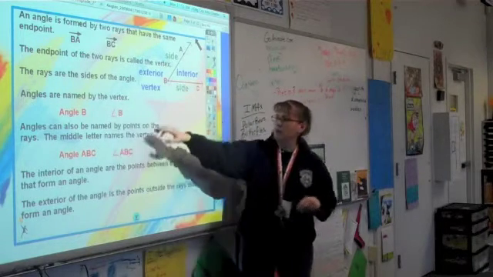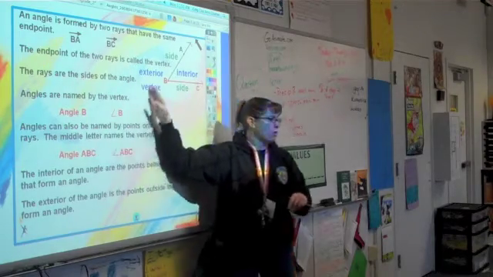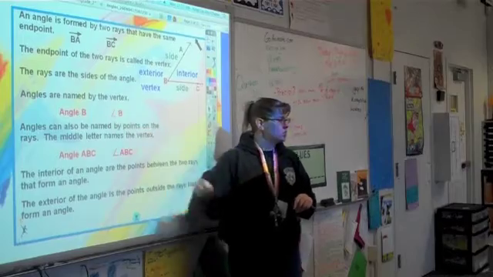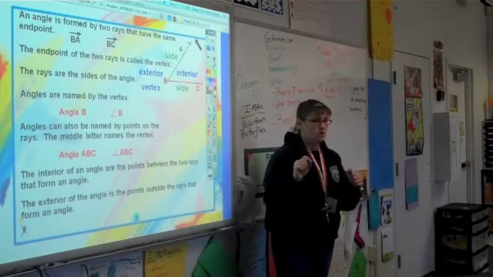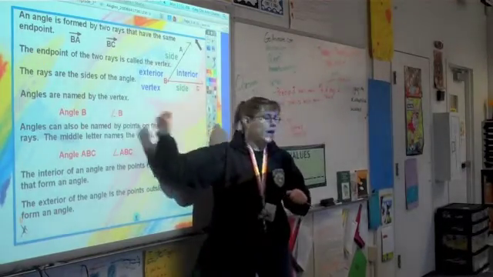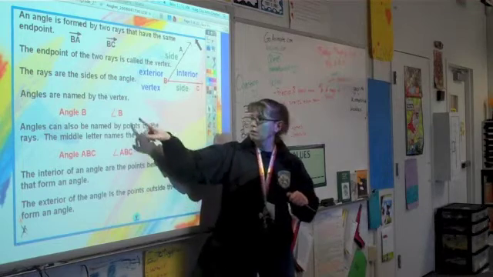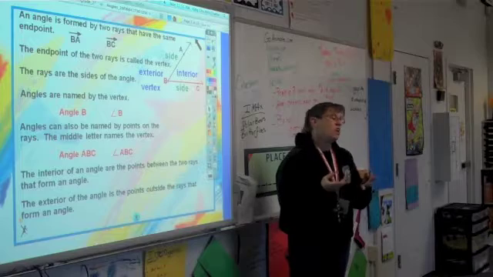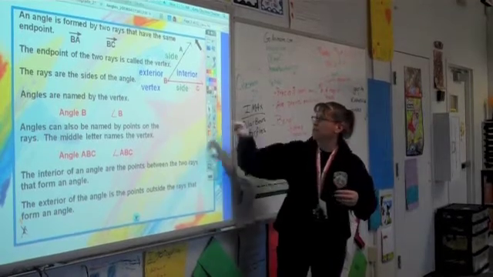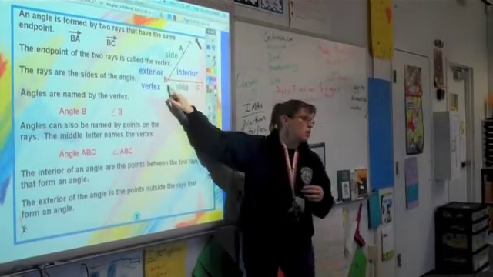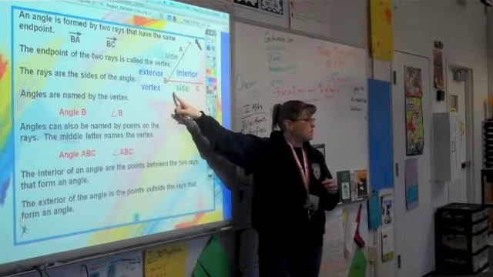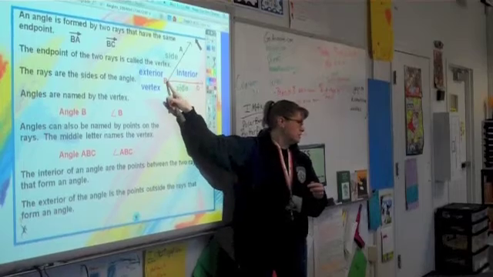Angle B. I can write it out like that. When I'm writing my notes, I can just do a little line like that. That means angle B. I can also say angle ABC or angle CBA. They're both the same. The letter that's going to be in the middle is where the angle is.